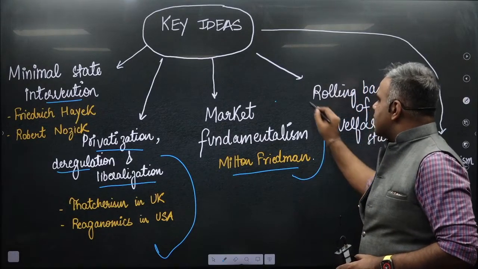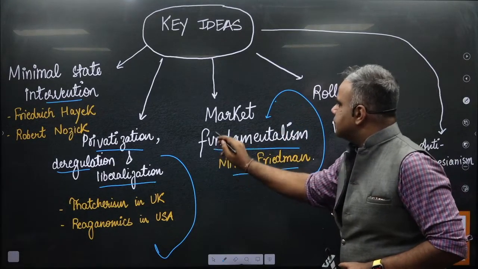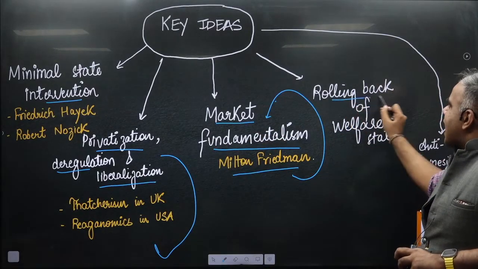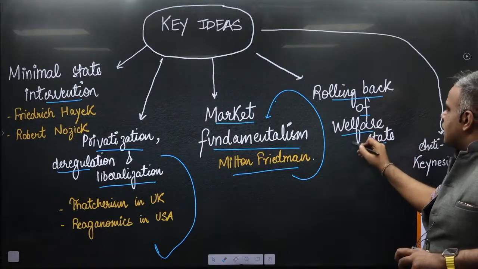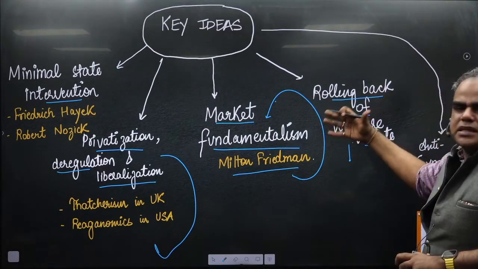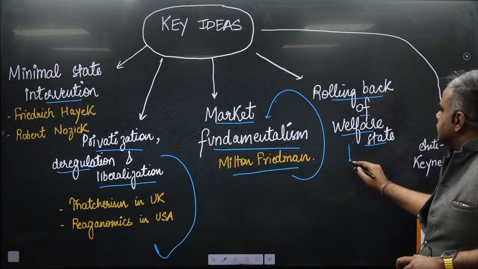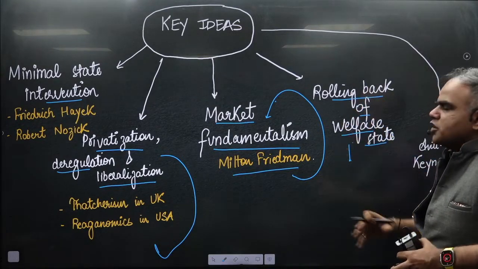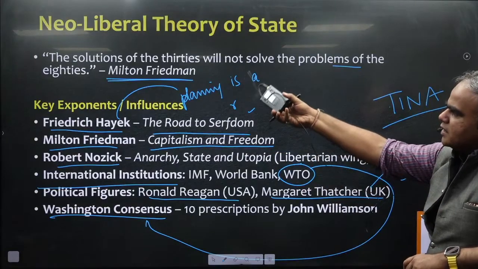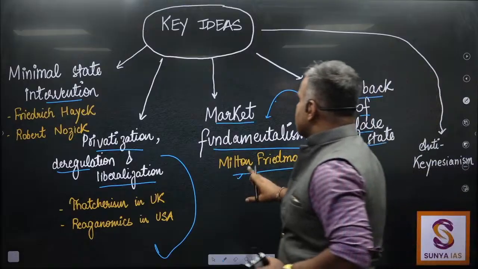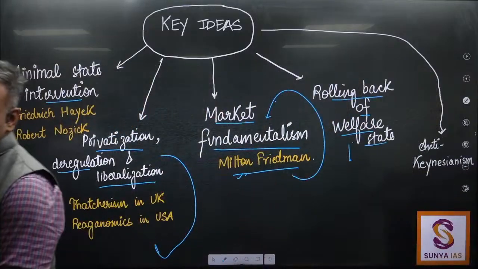Milton Friedman speaking about market fundamentalism. Rolling back of the welfare state, and you can talk about why, because planning is a road to serfdom. And to substantiate the same thing, if you have this quote handy, "solutions of the 30s will not solve the problem of the 80s." The moment you drop the name of Milton Friedman, the examiner will appreciate it.